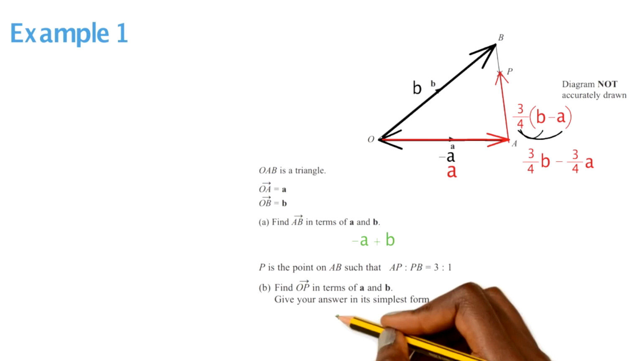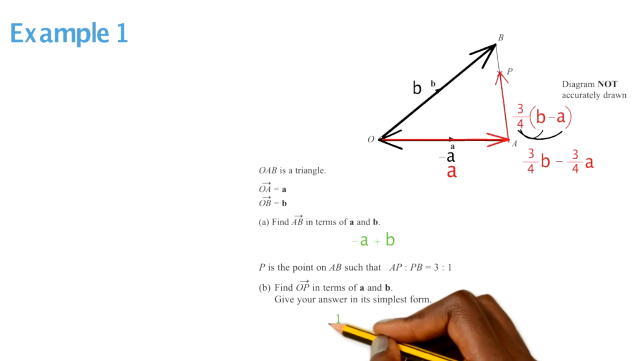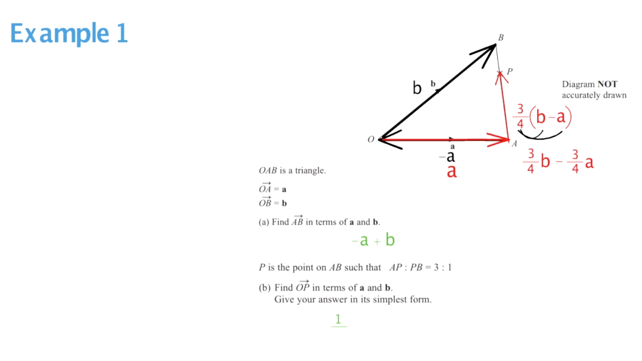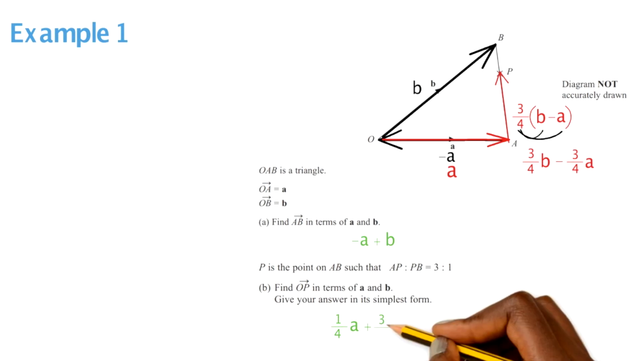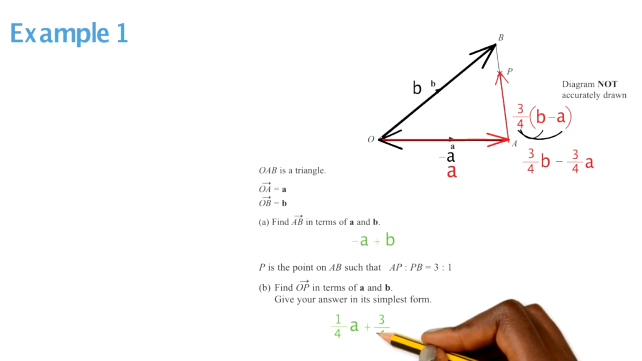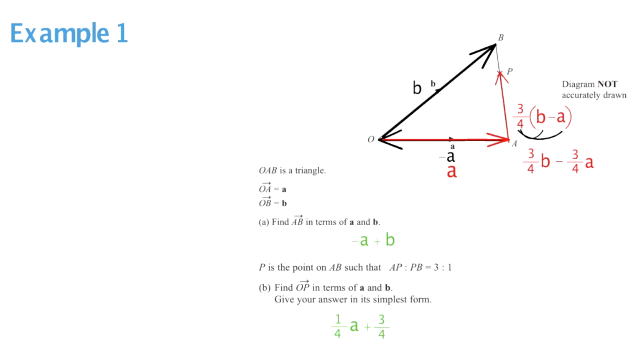Okay, so now that we've worked that out, we now need to add that to O to A, which is a. So to simplify this, it's going to be 1/4 a plus 3/4 b.